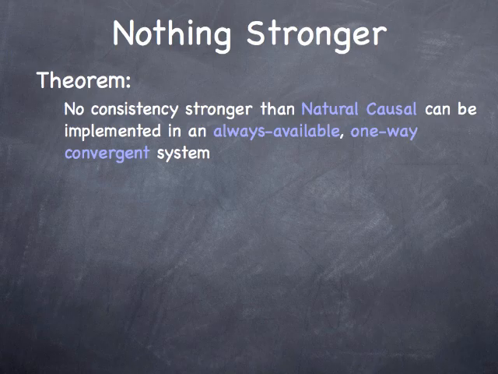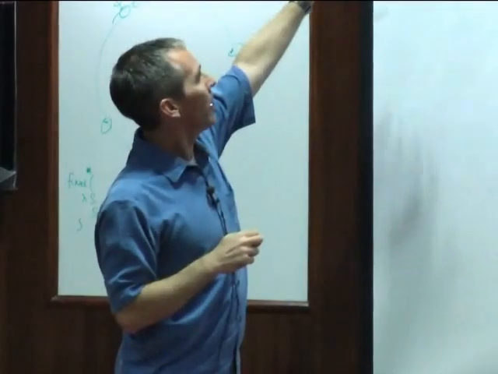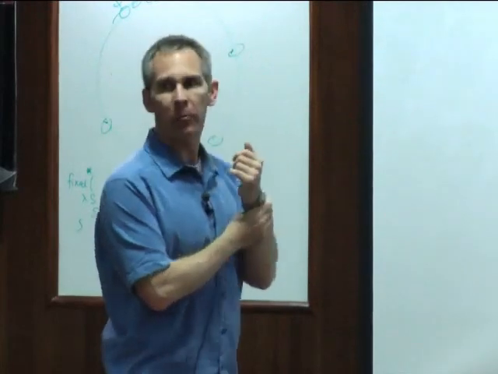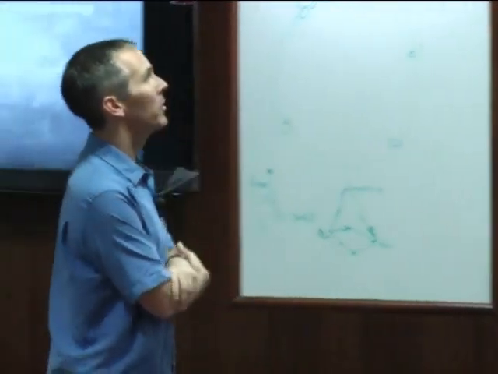Almost done here. We're right at my limit. So here's what I can tell you, and this I represent to you as a theorem. No consistency stronger than natural causal can be implemented in an always available one-way convergent system.